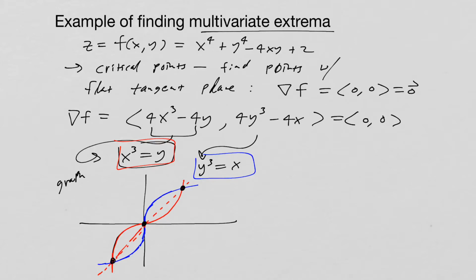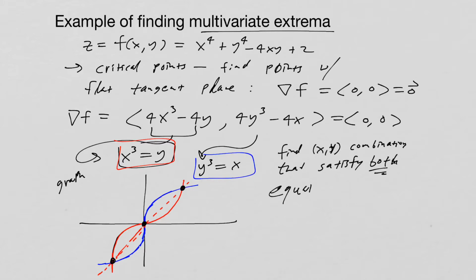Okay, so what that means, of course, is we need to look for intersection points. So we need to find x, y combinations that satisfy both equations. So this one and that one. And that's really important that they satisfy both. You can't just pick numbers willy-nilly that solve one but don't solve the other. You have to check that both solve it.